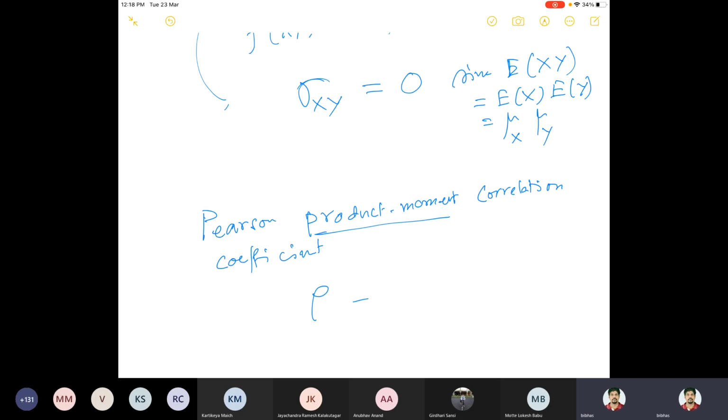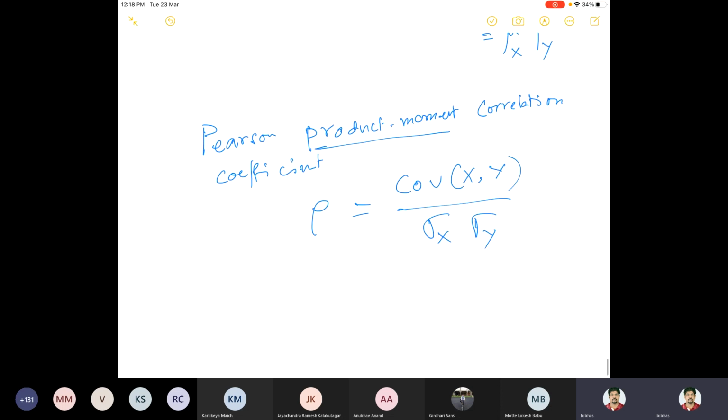This measure is denoted by rho, and it is defined as the covariance of x and y, or sigma xy, whatever you denote, divided by the product of the standard deviations of the marginal random variables, the individual random variables x and y.